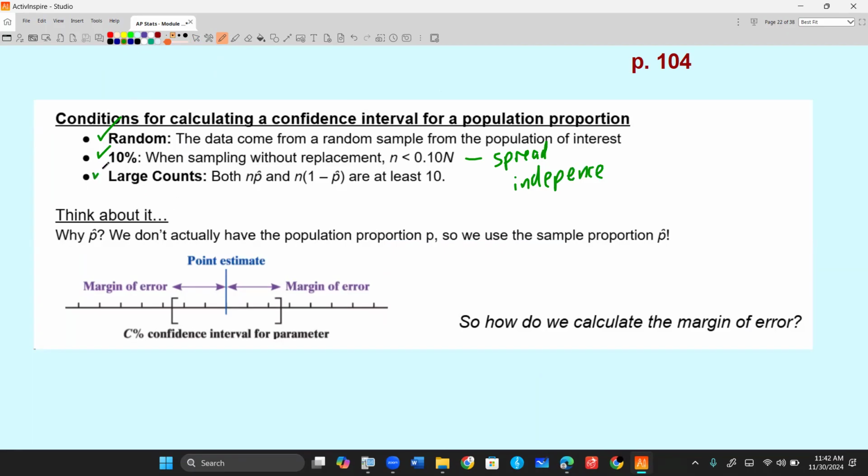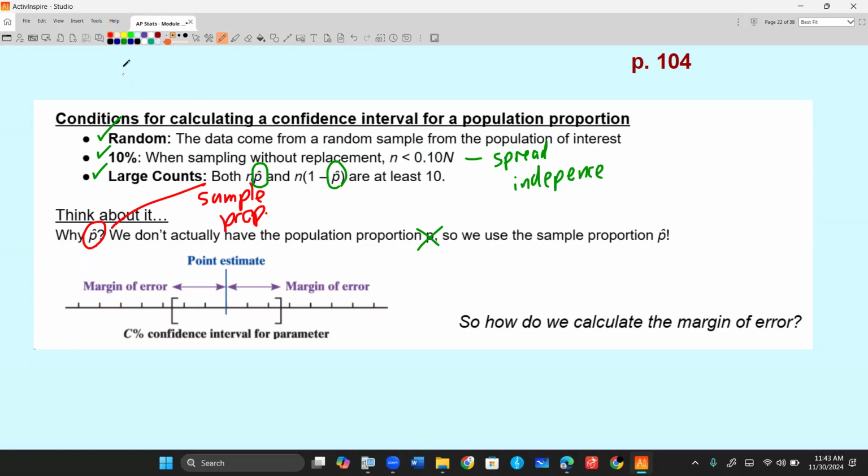And as far as our large counts goes, we want to make sure our number of successes and failures are at least 10. Notice that that says p hat and not p. And the reason is we don't actually know the population proportion. So since we don't know it, we have to use our estimate, and our estimate is going to be our sample proportion. And that sample proportion is going to be good enough in this case to meet our large counts conditions. What it's going to end up doing is giving us a standard deviation that's a little bit off, probably. So we don't call it the standard deviation, but we'll talk about in our formula sheet what that looks like.